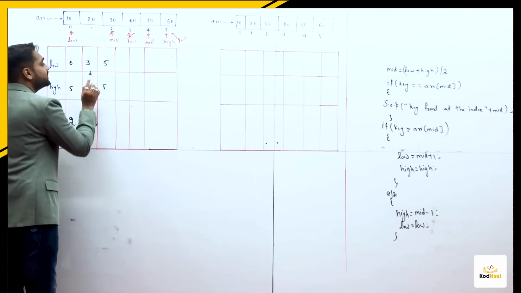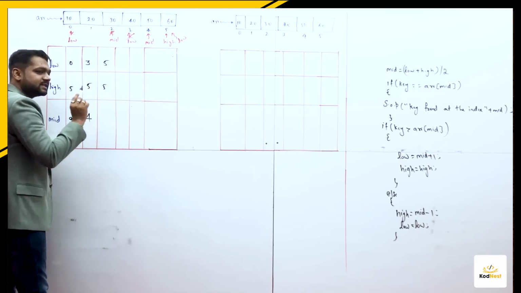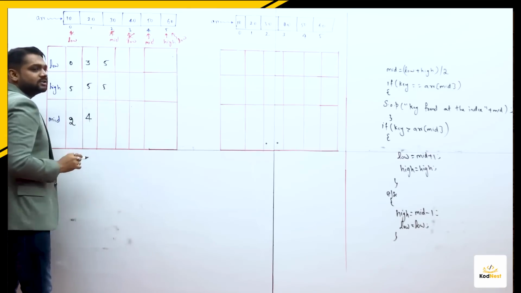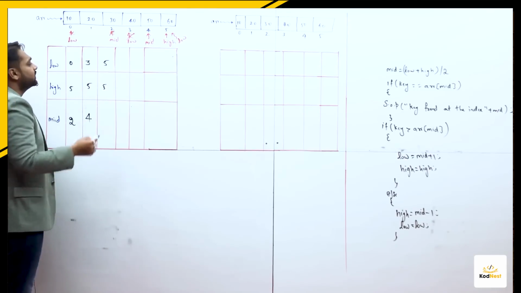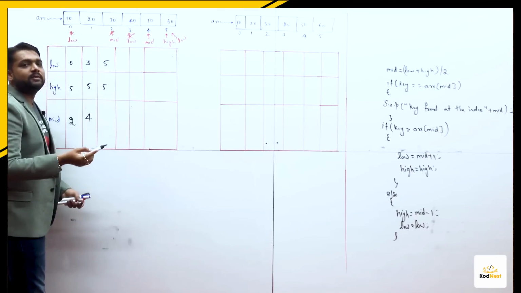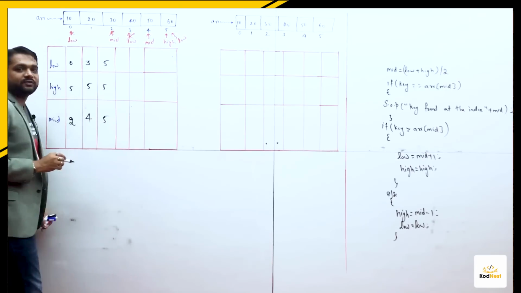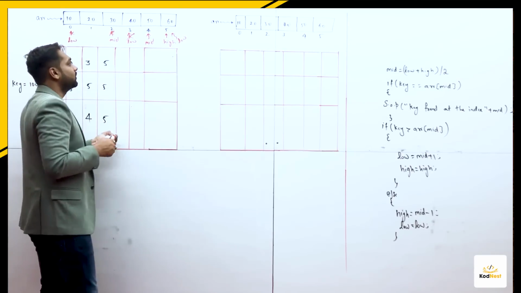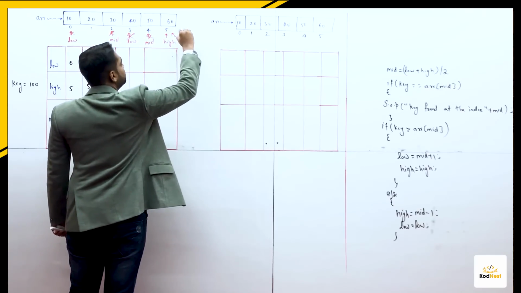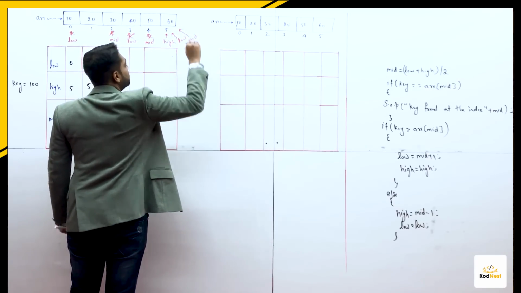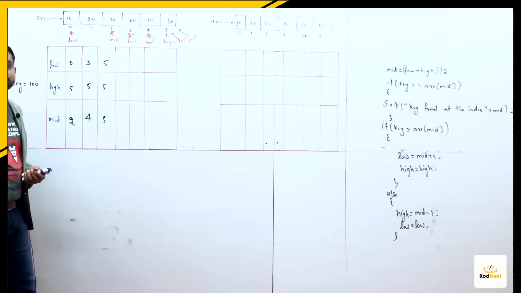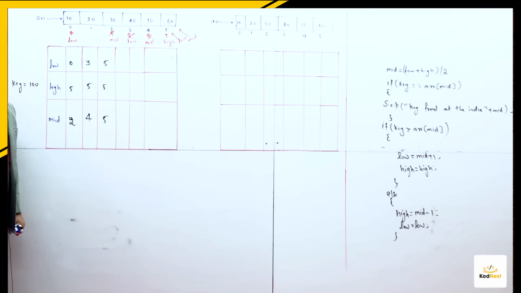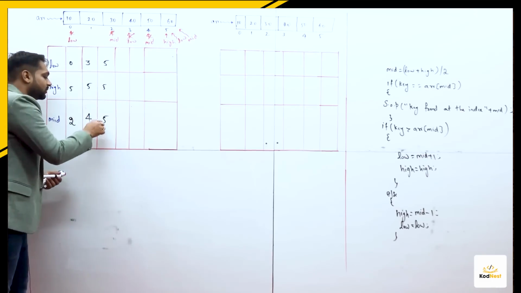If low or high value changes, again calculate mid. 5 plus 5 is 10. 10 by 2 is 5. Mid is also 5. So mid also will start pointing there. Oh, okay, sir. Mid also we got.